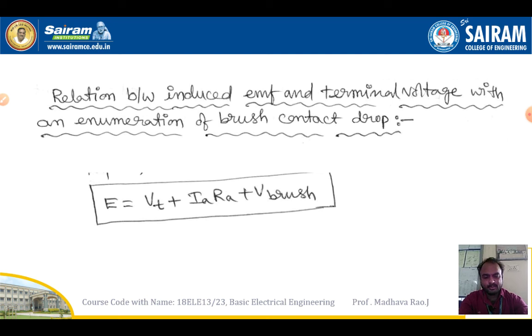V brush drop is the brush contact drop. For small rating generators, the V brush drop is very small, it may be 0.5 volts or 1 volt. For those small rating generators, this V brush drop is neglected. So after neglecting the V brush drop, the relation between induced EMF and terminal voltage is E is equal to Vt plus IaRa.